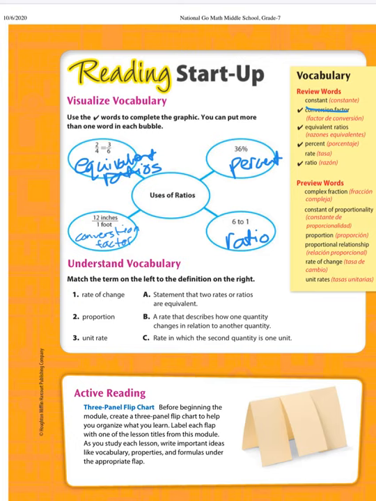All right, so now the second part says, understand vocabulary, match the term on the left to the definition on the right. So we have rate of change, proportion, and unit rate. A statement that two rates or ratios are equivalent is going to be a proportion. A rate that describes how one quantity changes in relation to another quantity is going to be a rate of change. And the last one says the rate in which the second quantity is 1 unit. That is a unit rate. A unit rate is 1 unit.